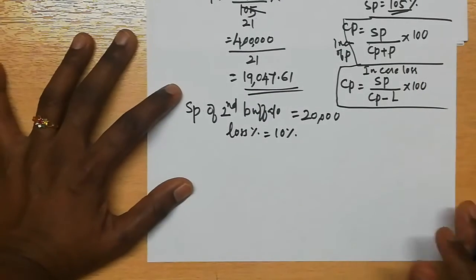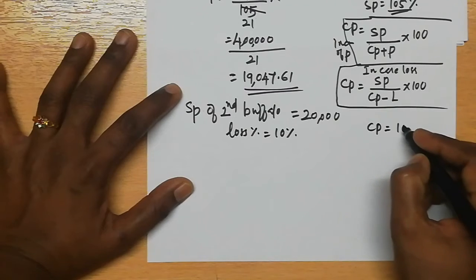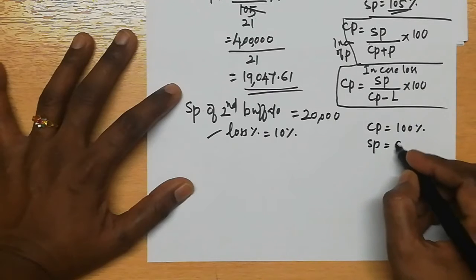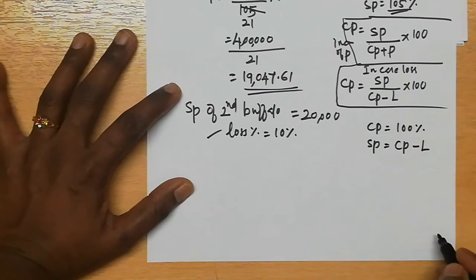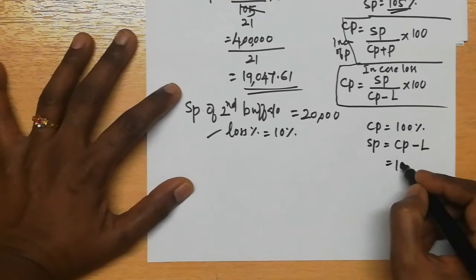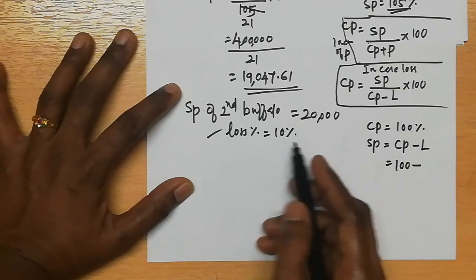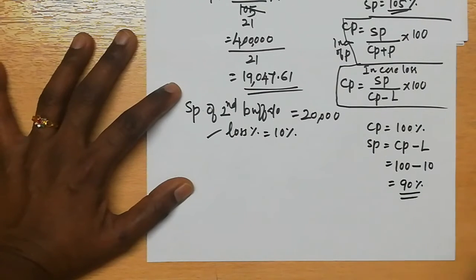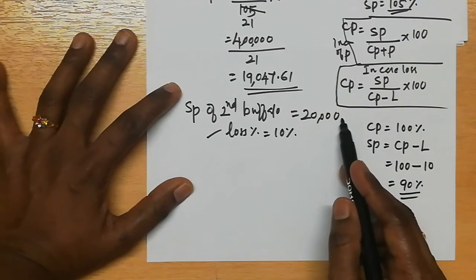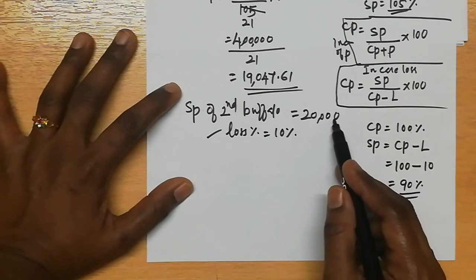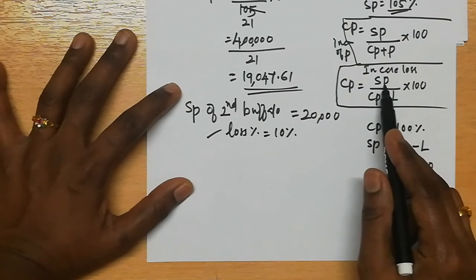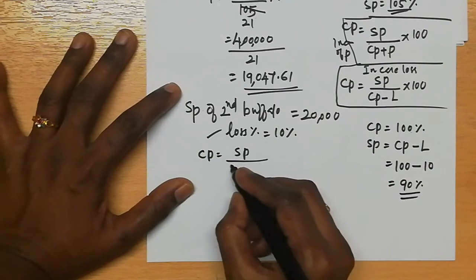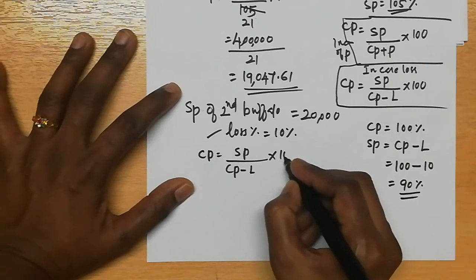Clear? Then again we will write here cost price is 100%. Then selling price. Here is loss, so we will write cost price minus loss only. Cost price is 100, then minus loss. How much is loss percentage? That is 10. So 100 minus 10 is 90% is the selling price. That is given 20,000 rupees. That is, 90% is 20,000. That is the same equation. Here, look at here. I will write here: cost price is equal to selling price divided by cost price minus loss into 100.